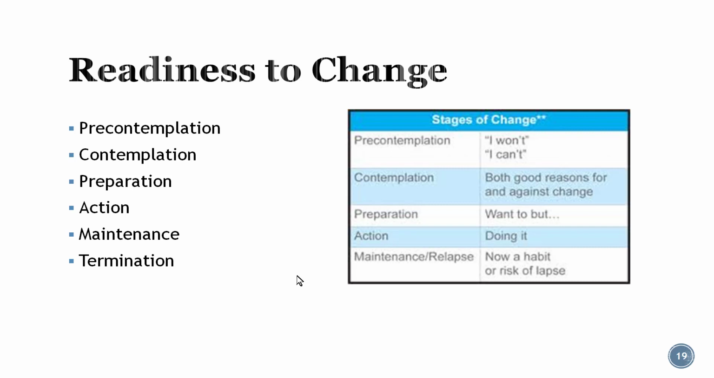And in the termination phase, the people at this stage have already exited the cycle of change and are no longer tempted to lapse back into their old behavior. And now they have a new self-image and total self-efficacy with regard to their target behavior.